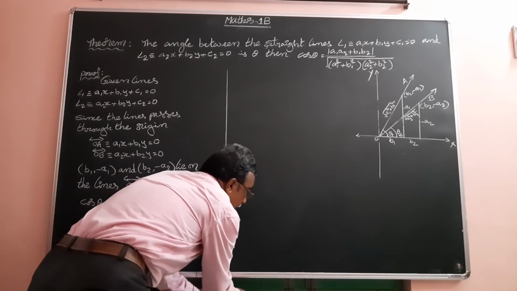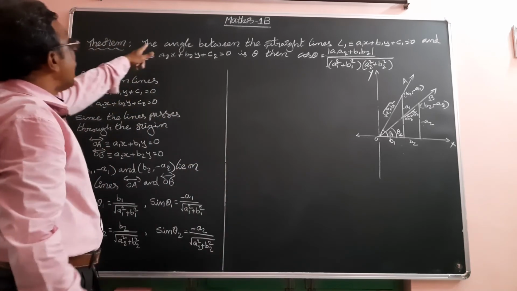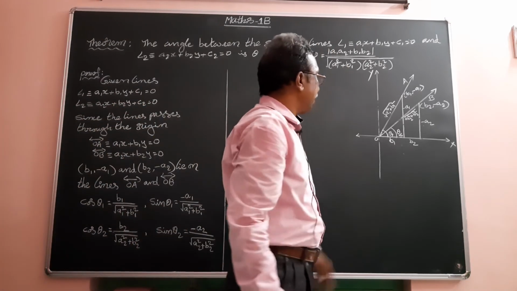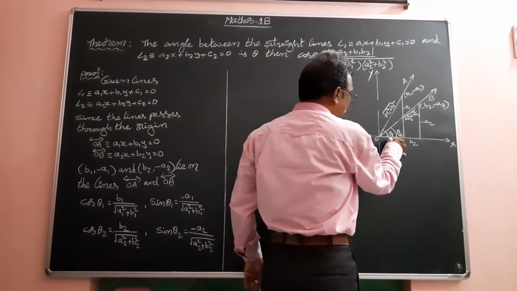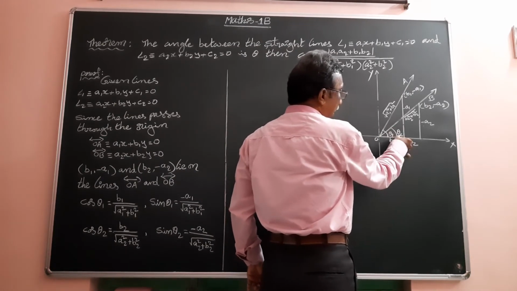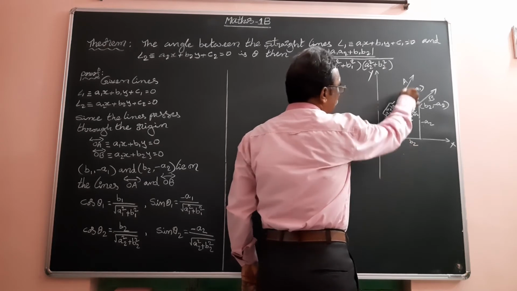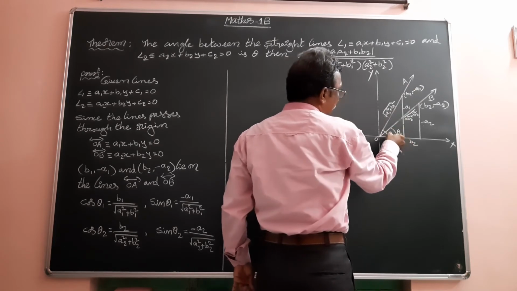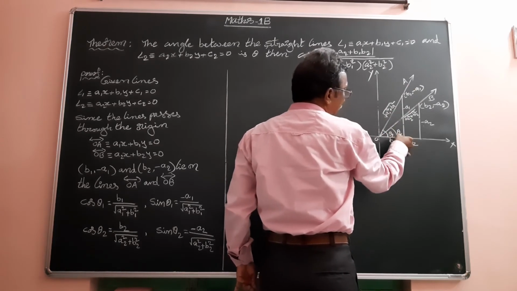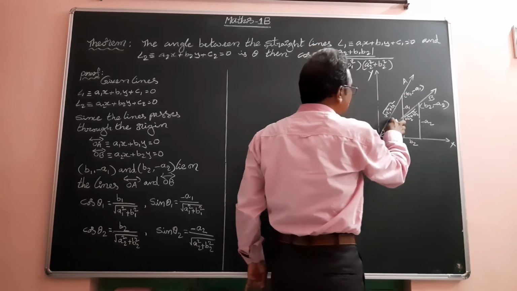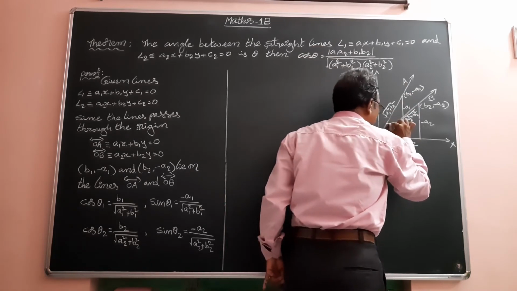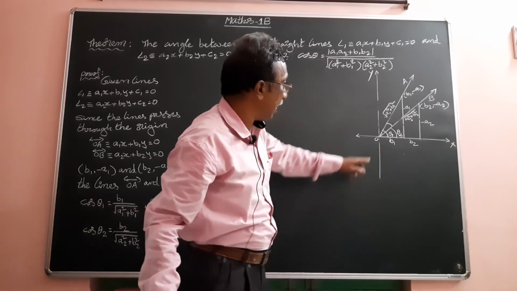Next, now we prove the angle between two straight lines. This is the first straight line with its angle, and this one is the second straight line with its angle. Now, the angle between these two straight lines.